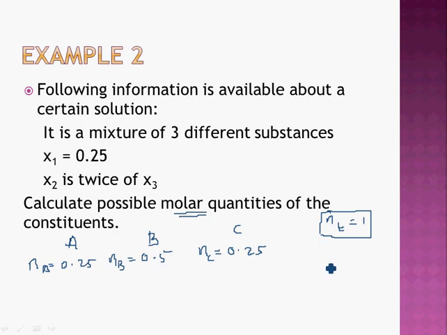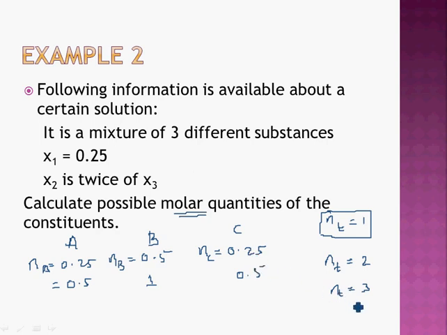Another possible set of molar values can be obtained by assuming Nt is equal to 2. Since I have doubled the total number of moles, I have to double individual moles as well. So 2 into 0.25 is 0.5, 2 into 0.5 is 1, 2 into 0.25 is again 0.5. Similarly, Nt is equal to 3. In that case I have tripled the number of moles, so the possible molar quantity will be 3 times 0.25, here 3 times 0.5, and here again 3 times 0.25.